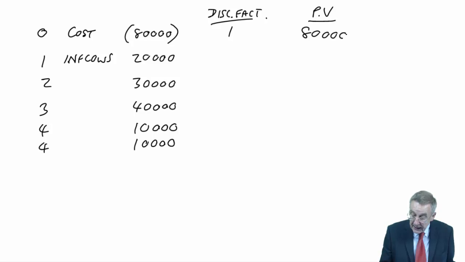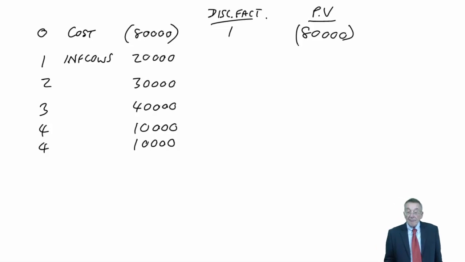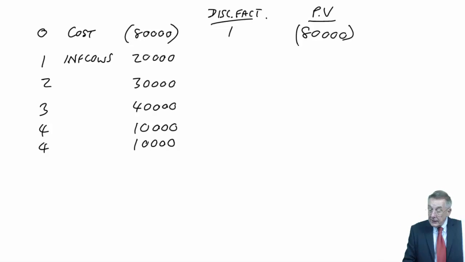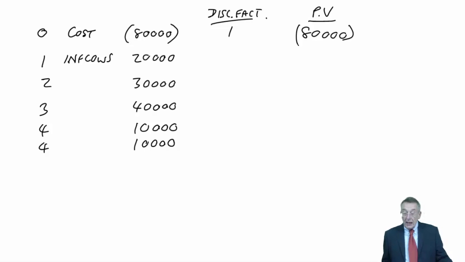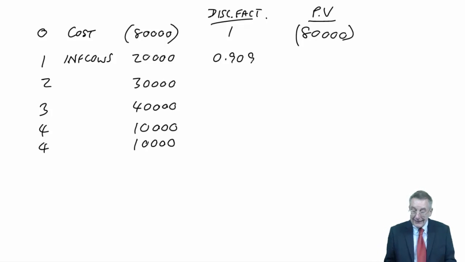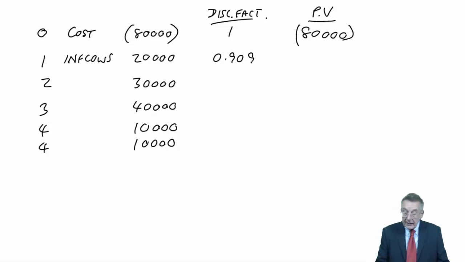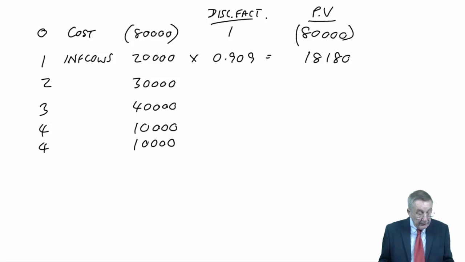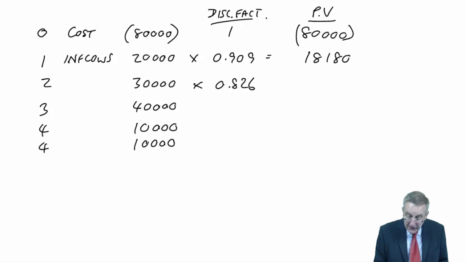80,000 now is 80,000 now, no problem. 20,000 in 1 year. I've lost my tables. Where did I put them? Here we are. 20,000 in 1 year. The discount factor, the 10% column, the 1 year row is 0.909. And so the present value multiplied by 0.909, 18,180. And similarly for all of them. For 2 years, the factor is 0.826. For 3 years, 0.751. The factor for 4 years at 10%, 0.683.